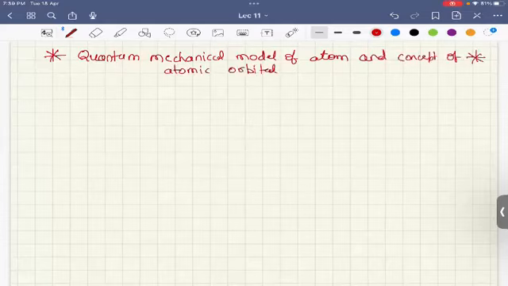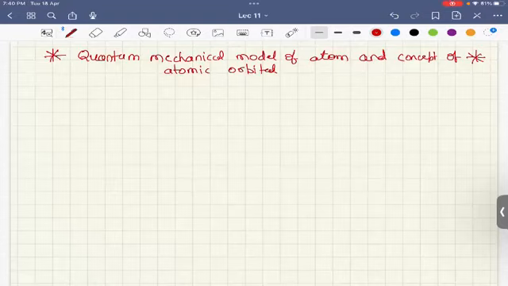So the wave character of an electron and the uncertainty in its position and momentum gave a serious blow to Bohr's model of an atom, right. According to Bohr, the electrons revolve around the nucleus in certain well-defined circular orbits, right. But the idea of uncertainty in position and velocity overruled Bohr's picture of fixed orbits. Thus, classical mechanics could not describe the behavior of electrons in atoms correctly.